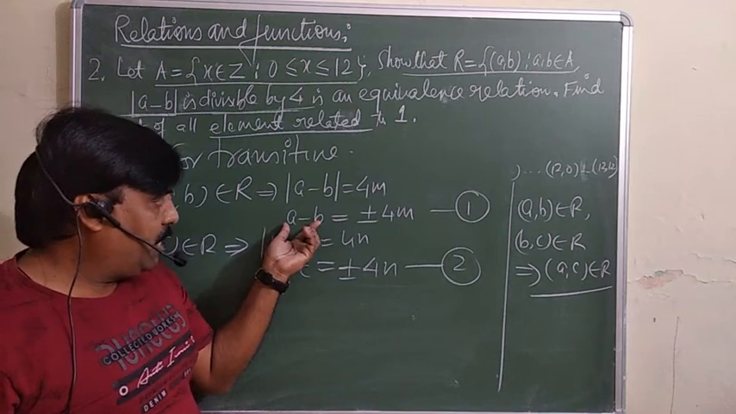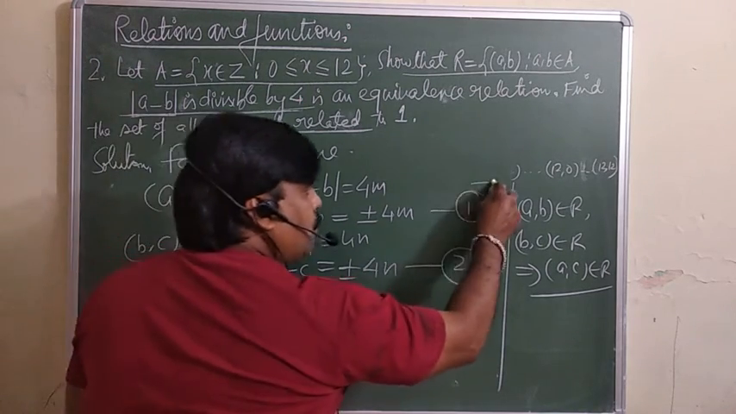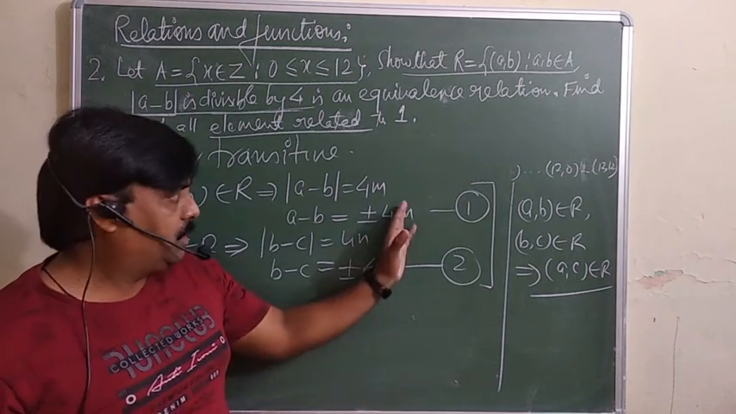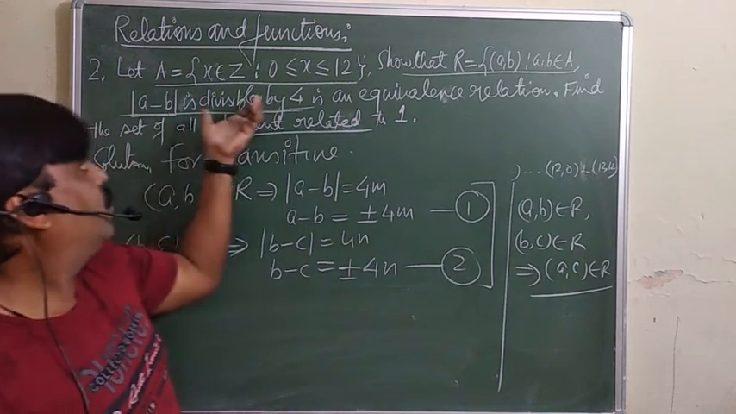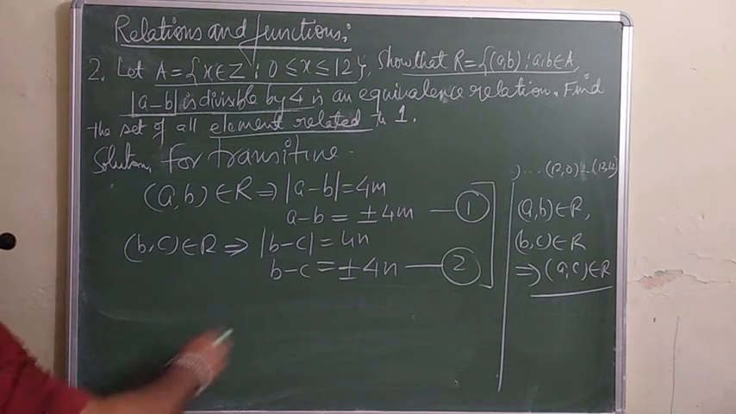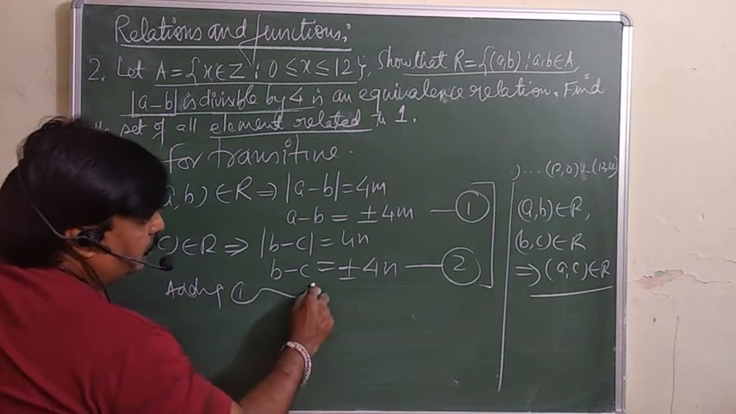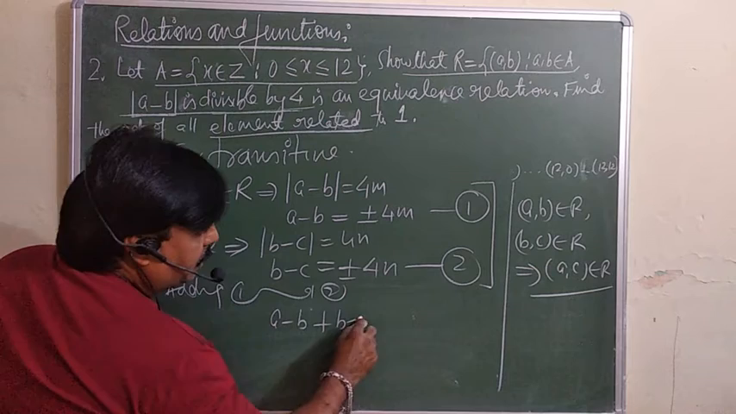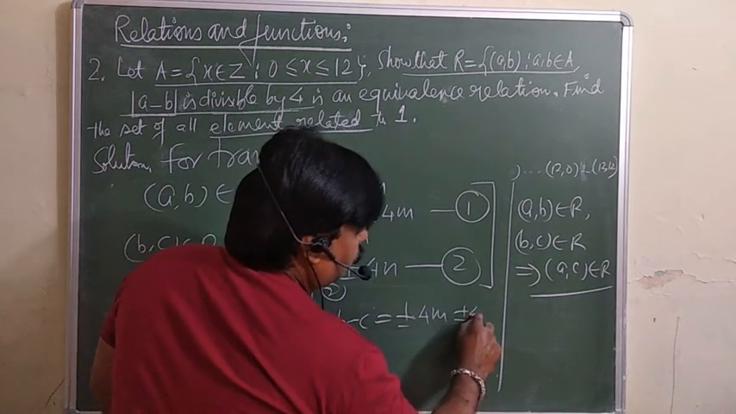तो यहां से क्या मिला, A minus B equal to plus minus 4n, B minus C equal to plus minus 4n. इन दोनों को सिंपल, इन दोनों को ऐड करिए, जस्ट ऐड, क्योंकि हमको क्या चाहिए, A minus C. व्हाट एक्चुअली वी वांट, A minus C is here, ठीक है. तो जस्ट ऐड 1 and 2, adding 1 and 2, so what you will get, A minus B plus B minus C is equal to plus minus 4m plus minus 4n.